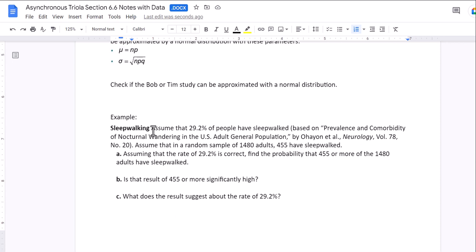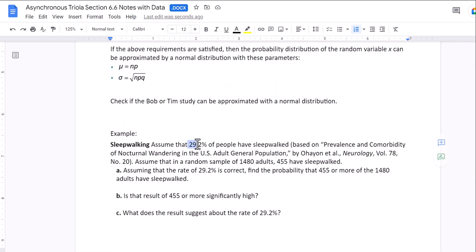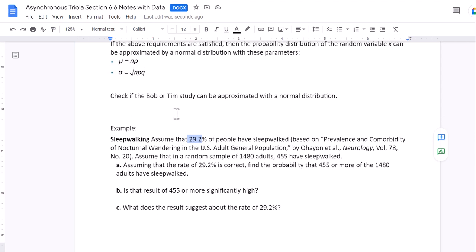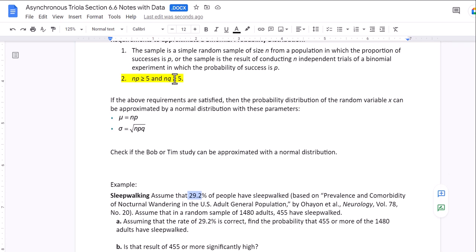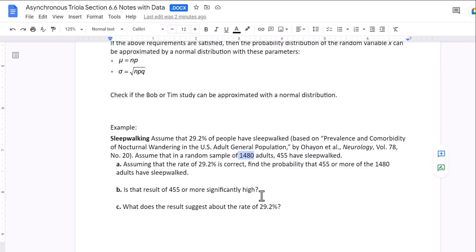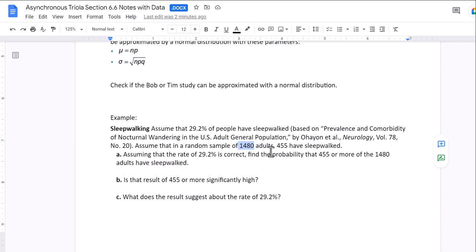But for this example, our P is 29.2. And so Q will be 100 minus that, or change it to a decimal. So 0.292 is P. So Q will be 1 minus that. And now we could find N times P, and you'll see that it will be greater than 5, and N times Q should also be greater than 5 for this example because the number is 1480. So try this on your own. And then, assuming that this is correct, find the probability that 455 or more adults sleepwalked.